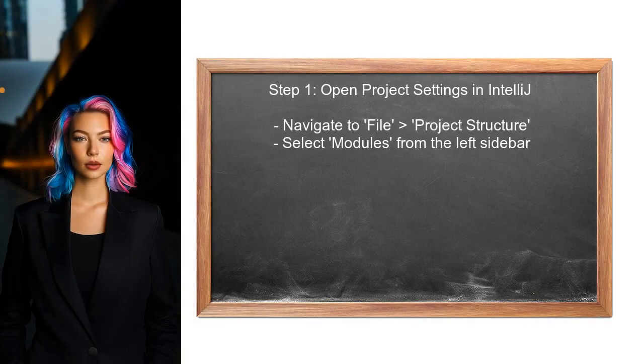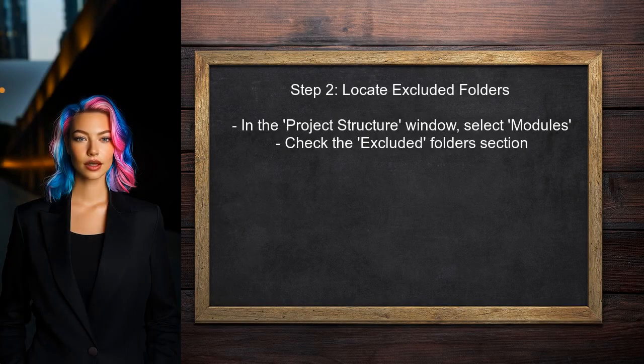To show the folders that are currently hidden due to the .gitignore file, the user should first open the project settings in IntelliJ. This can be done by navigating to the File menu and selecting Project Structure. Next, the user should locate the Excluded Folders section. Here they can see which folders are currently excluded from the project view.